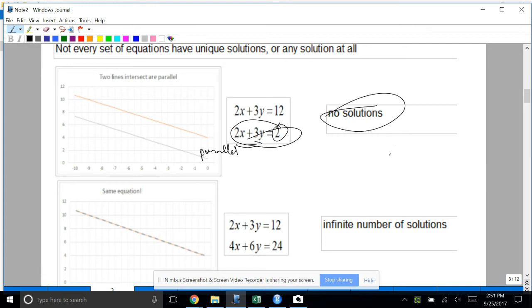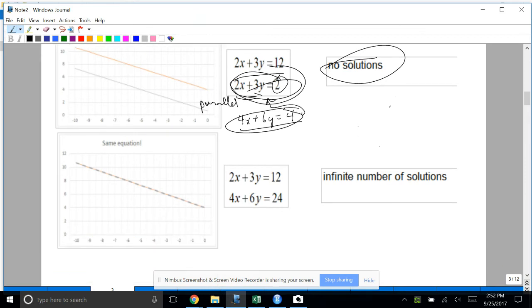And incidentally, if this was, let's say, 4x plus 6y equals 4, well, really, that's the same as this equation. They're identical equations because we can divide both sides by 2, and we get this equation up here, which is an example of what we have in the next slide.